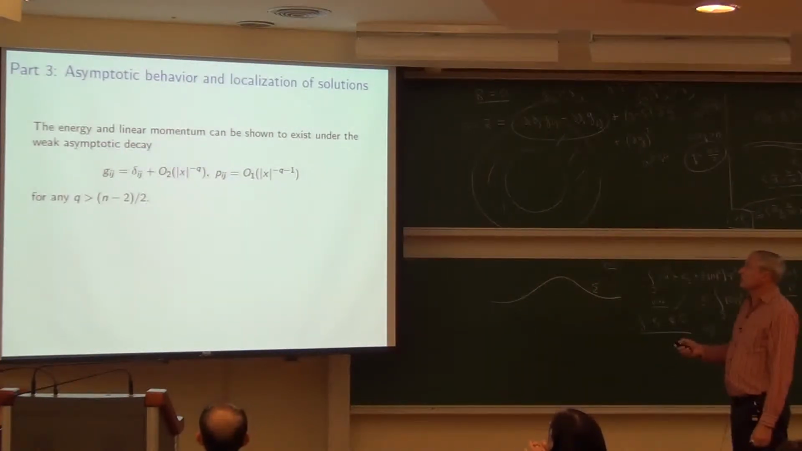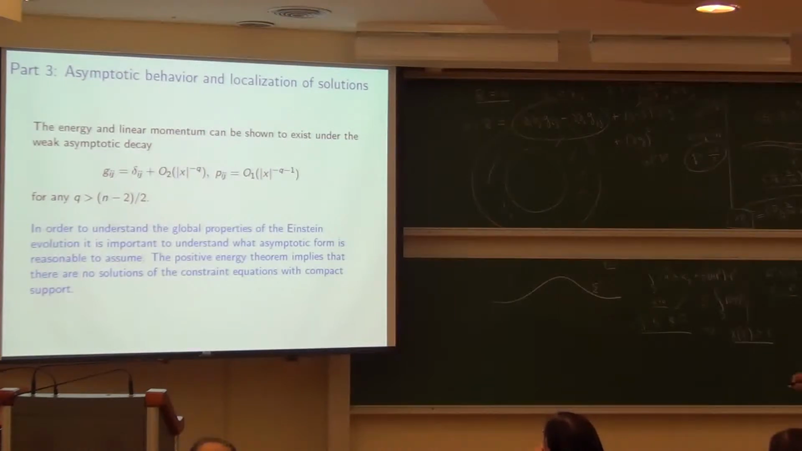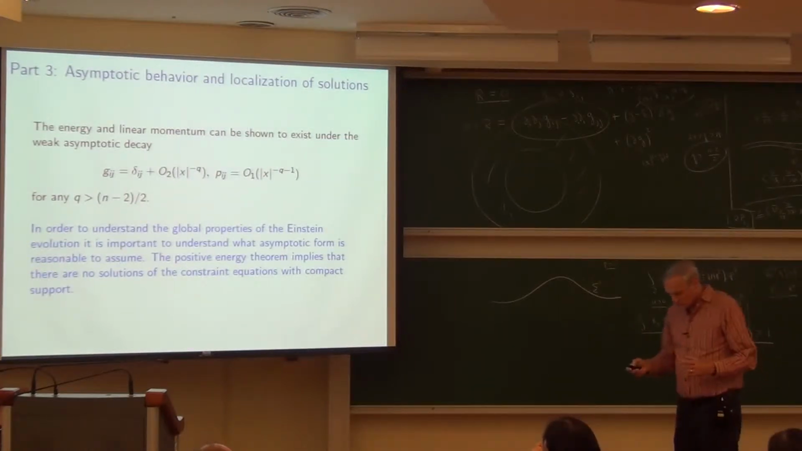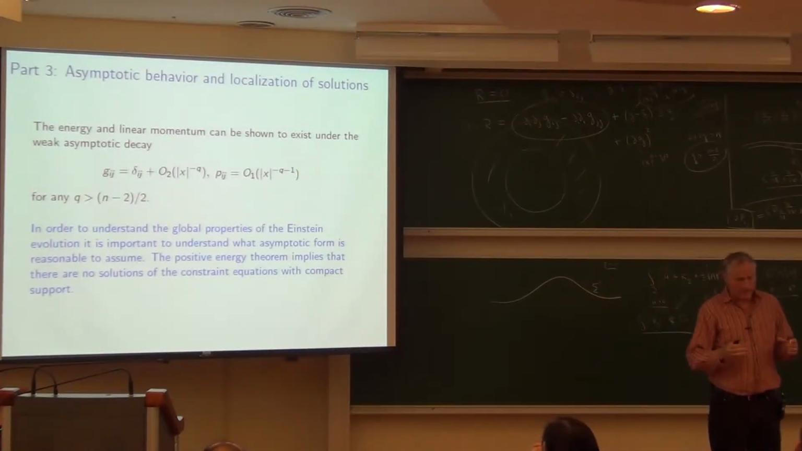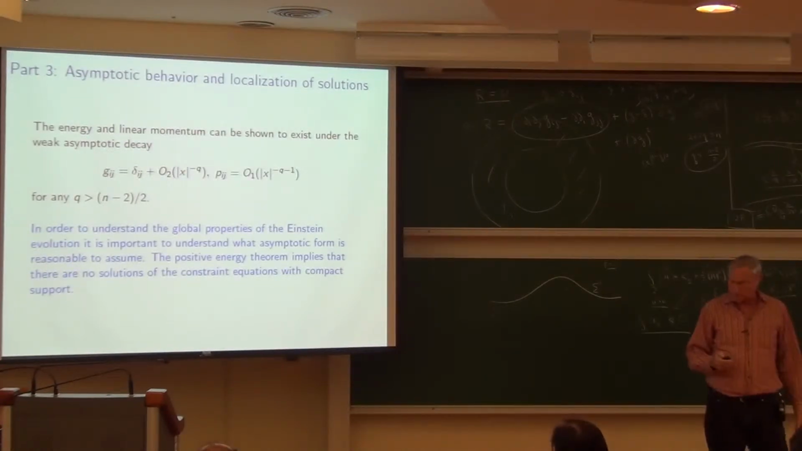I'm going to talk about a localization here for solutions. As I tried to describe, the energy and linear momentum exist under these very weak assumptions, q bigger than (n minus 2) over 2. It's an important issue to understand the asymptotic behavior of solutions of the constraint equations, because they have a strong impact on the evolution problems.